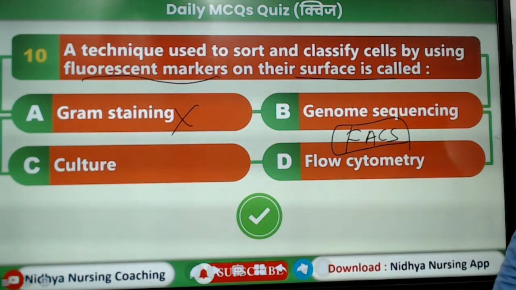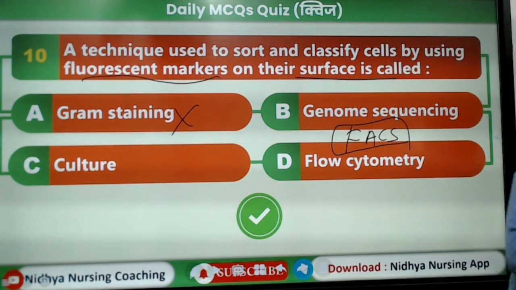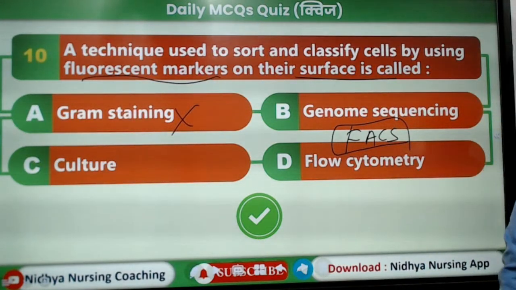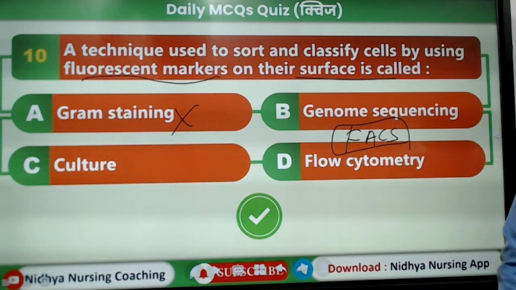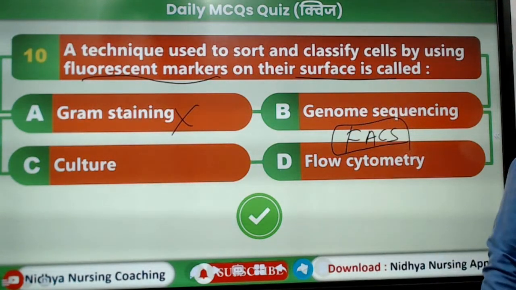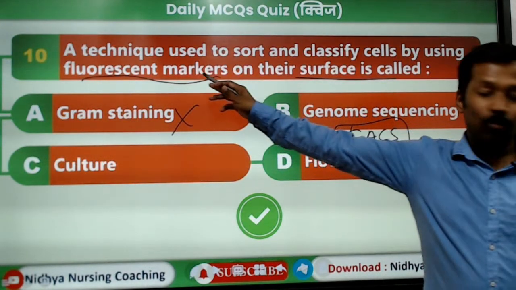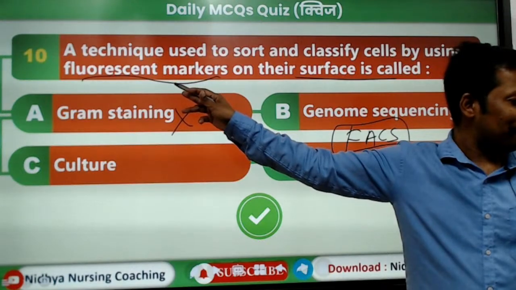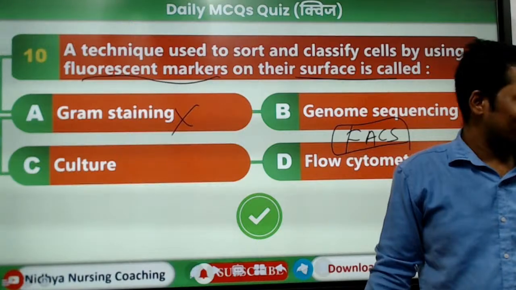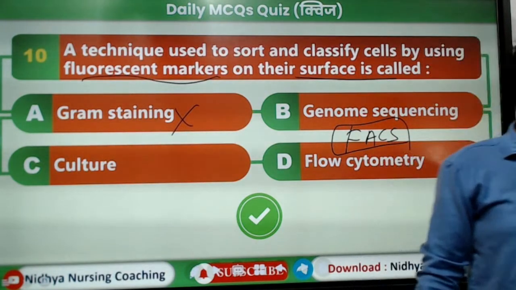What is FACS? Fluorescent. From the question itself it is there. Come on, FACS. Nobody? What is the full form of FACS?